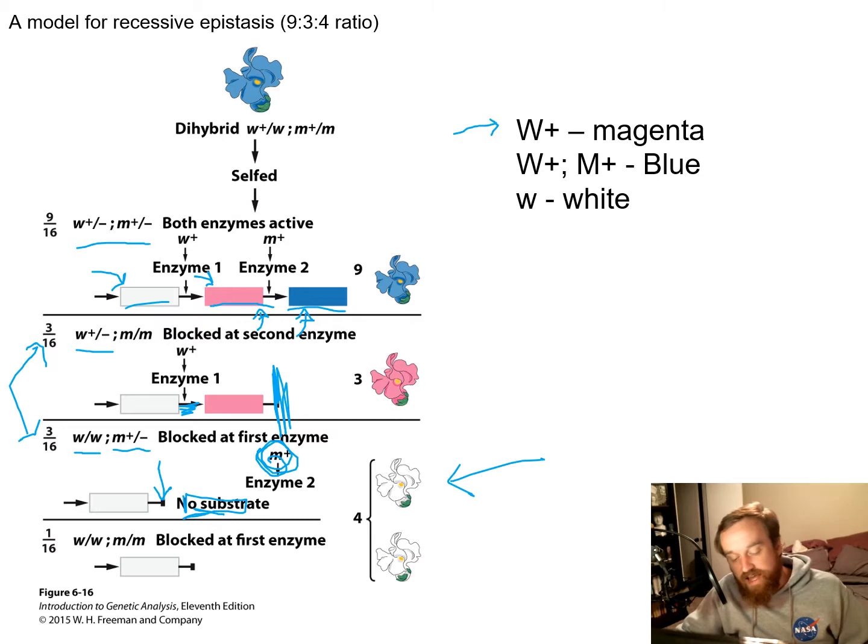Now, in the last portion, we're homozygous recessive for both of those genes, right? So not only is white not being made into magenta, even if it was, there would be nothing to make that magenta into blue. So we have another white flower. So those last 2 proportions, because they're in the same pathway, they both end up with white flowers, and that's recessive epistasis.